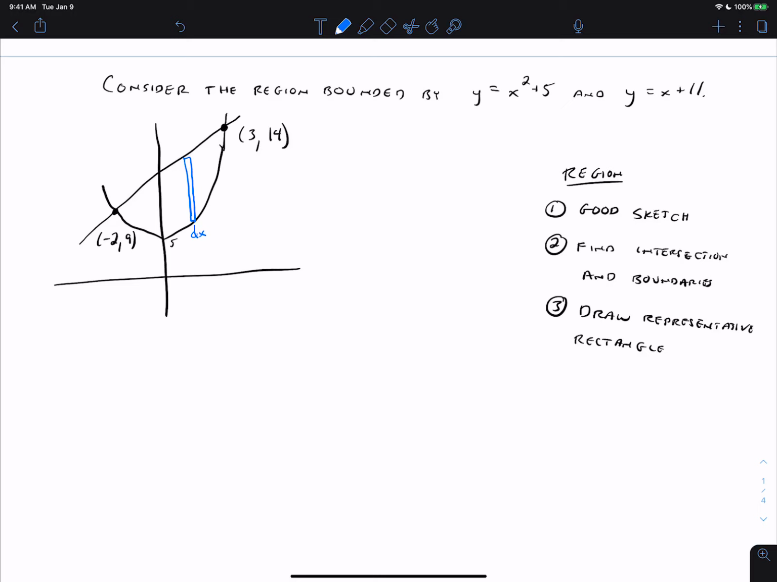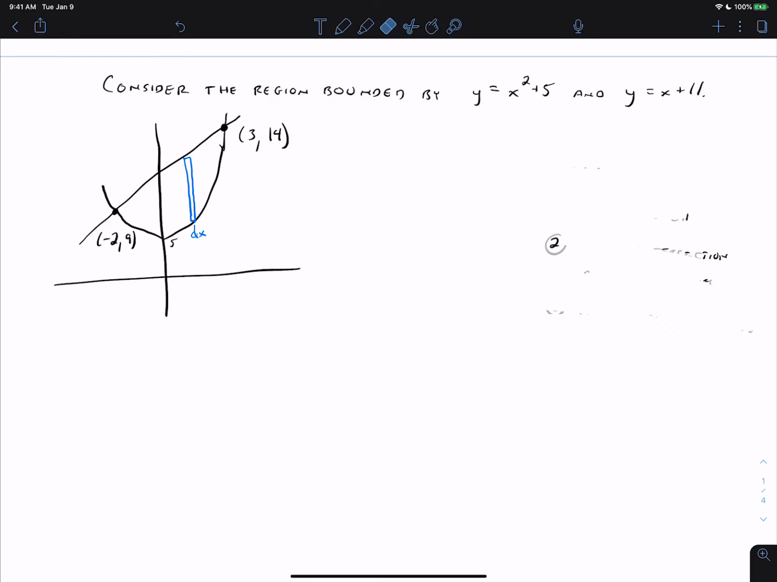All right, so based on the region alone, we should be getting a good sketch of the region. We should find the intersection and the boundaries, and we should draw a representative rectangle. That's really without regard to what the question's asking. All that I've written on the screen so far is to consider the region. That really just means think about the region. I'm not actually asking you to do anything, but it's understood that when we look at the region, we should be drawing it, finding the intersection and boundary points, and then drawing a representative rectangle.